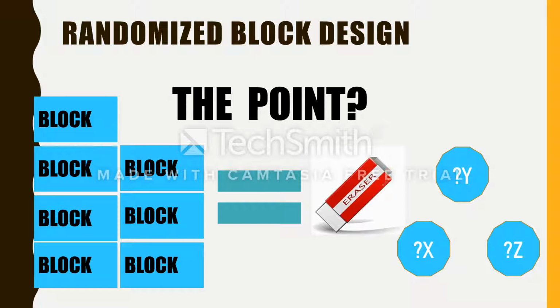Well, the goal really, or the point, is just to get rid of unknown variables, as illustrated by the eraser and the question marks y, x, and z. By creating unbiased groups and randomly testing them all under similar circumstances, we can minimize any bias that may occur in order to get the best and most realistic results possible.